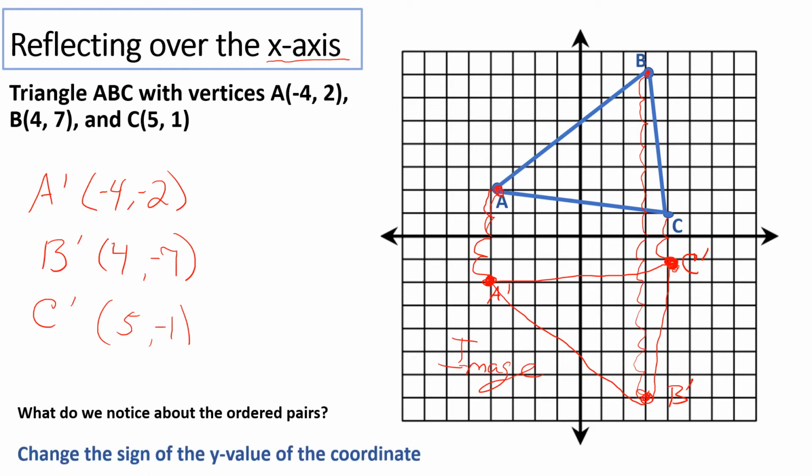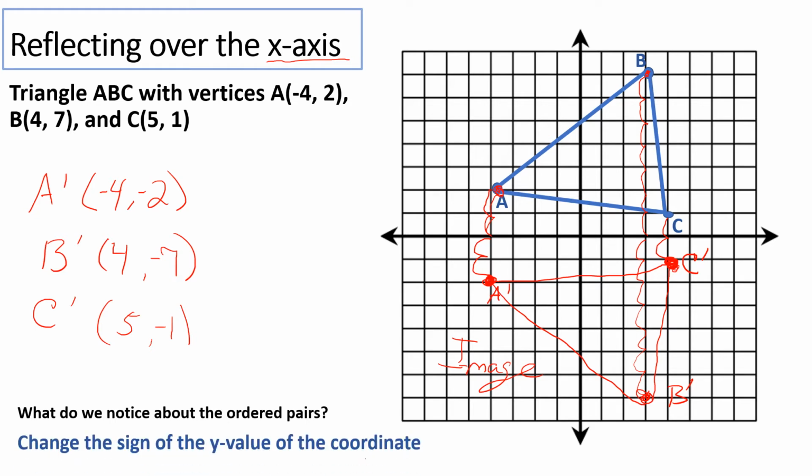Well, we notice that the signs of the y values have changed. So look here. In our pre-image, our y value was 2. It has changed to a -2. Here, it was 7, it has changed to a negative 7. And here it was 1, it has changed to a negative 1. So a trick you could use, if you don't have a coordinate grid, if you want to reflect a figure across the x-axis, is simply change the sign of the y value of the coordinate.